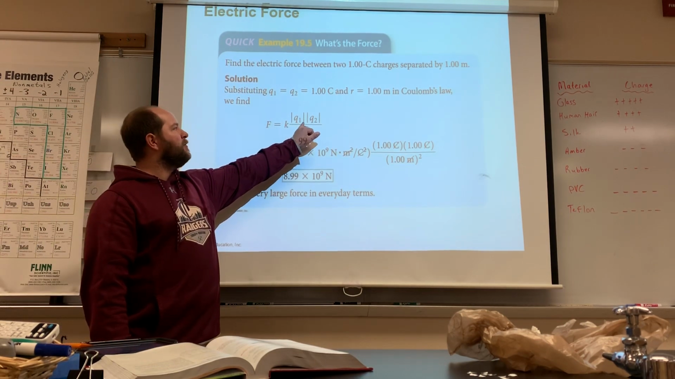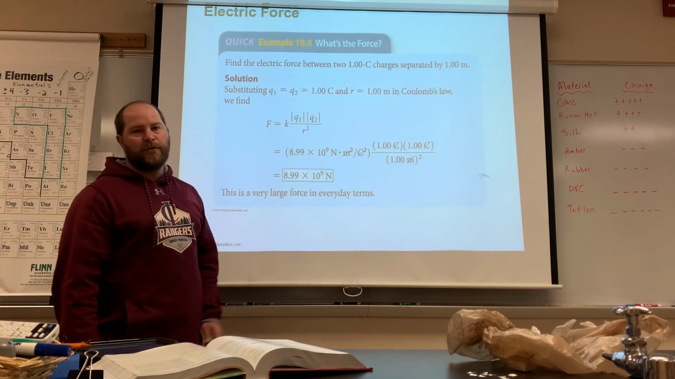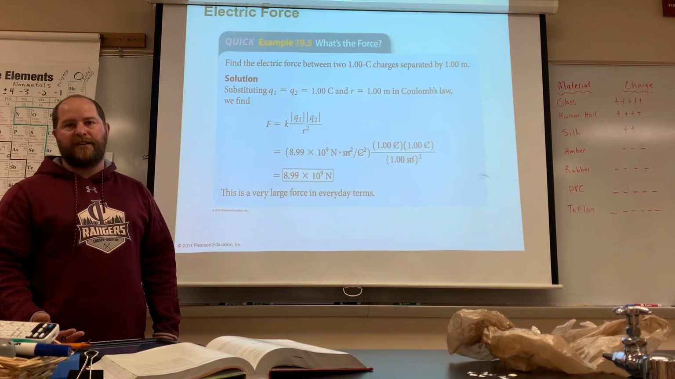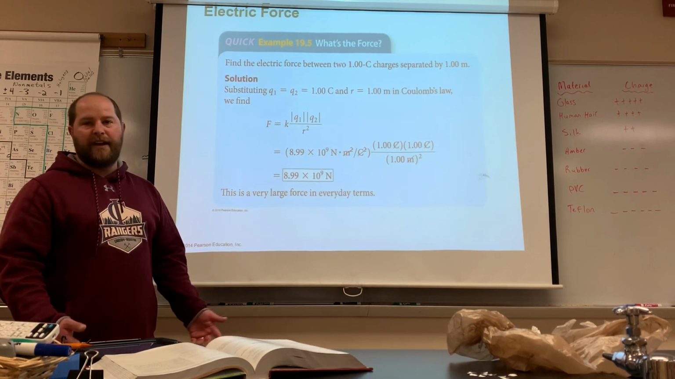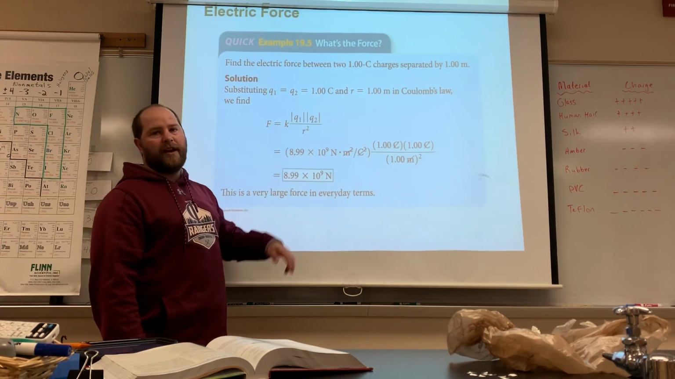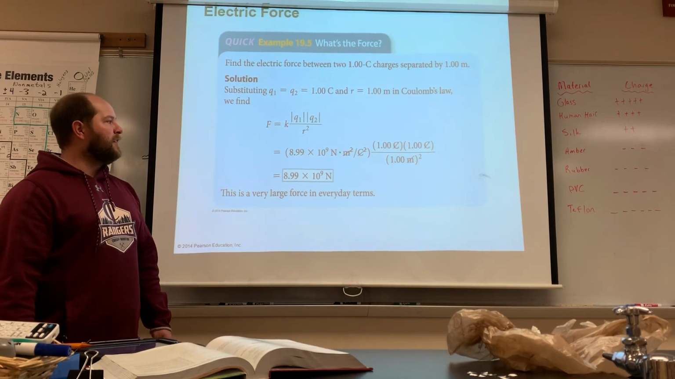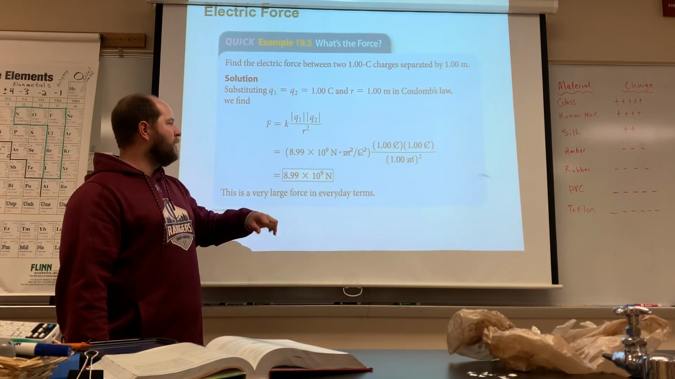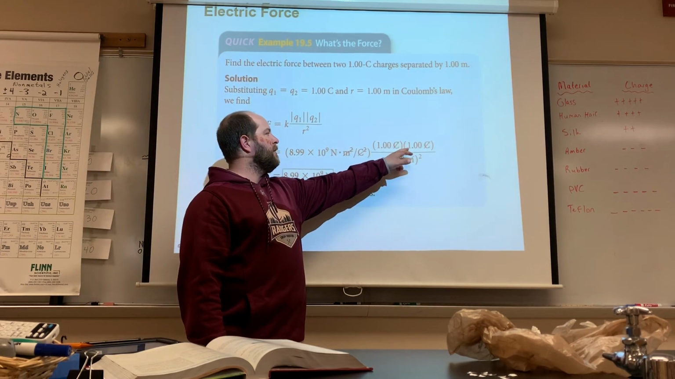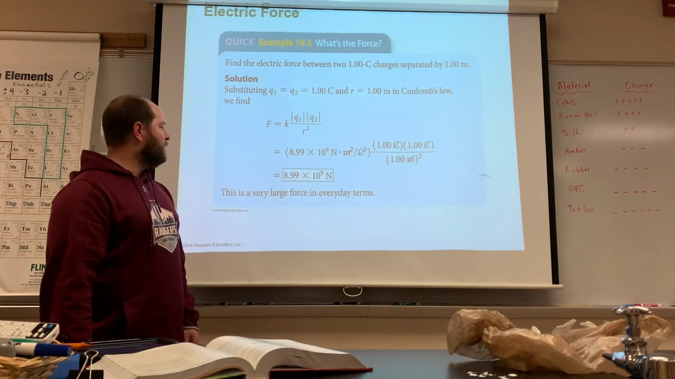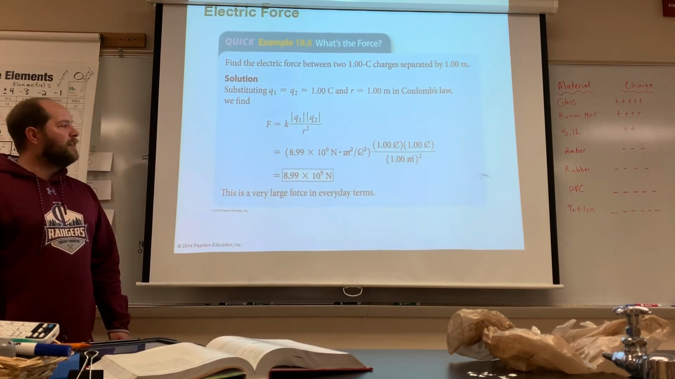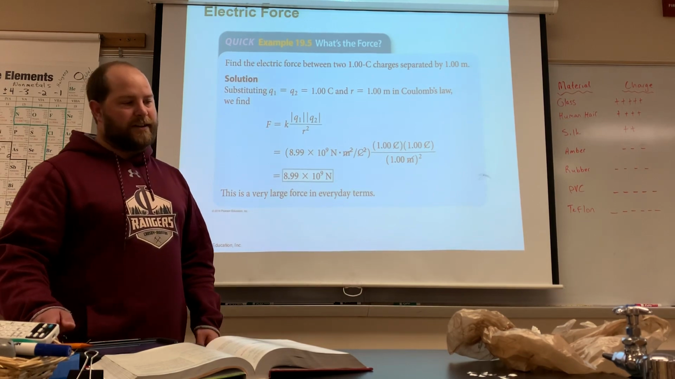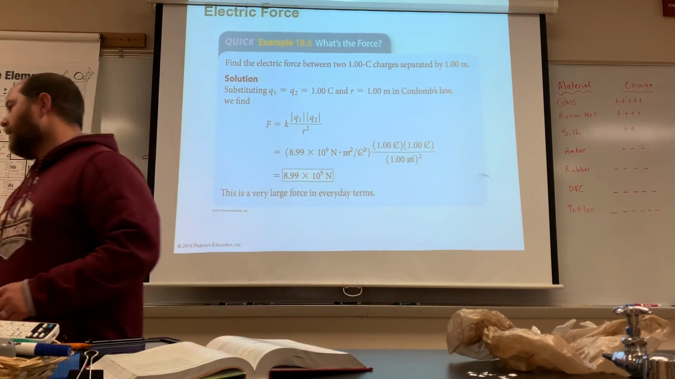We are going to use the absolute value bars for Q1 and Q2 because we could have a negative for the electric charge. So we don't want to deal with a negative number, so we just say absolute value and absolute value. So to calculate, it's pretty simple. You just take 8.99 times 10 to the 9th power, and you multiply that by 1 times 1, there's the charges, divided by 1, and we get 8.99 times 10 to the 9th power.